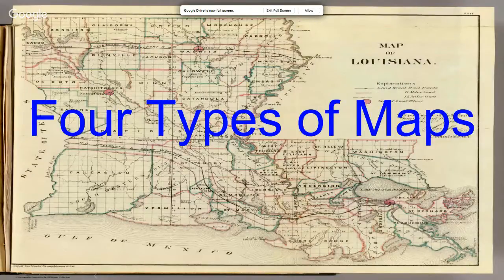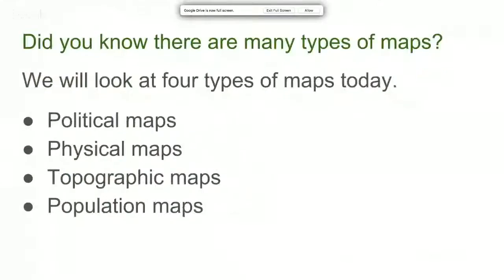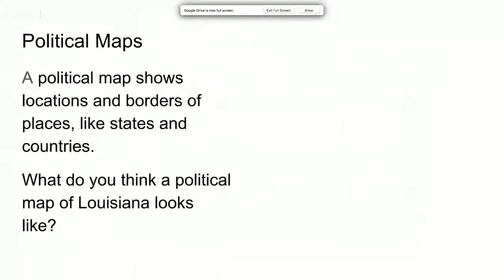But today we're going to talk about 4 kinds of maps: political maps, physical maps, topographic maps, and population maps. Political maps show where things are, with the borders, where the cities are, where the borders of our state, borders of our parishes, and so on. What do you think a political map of Louisiana would look like? Any ideas?